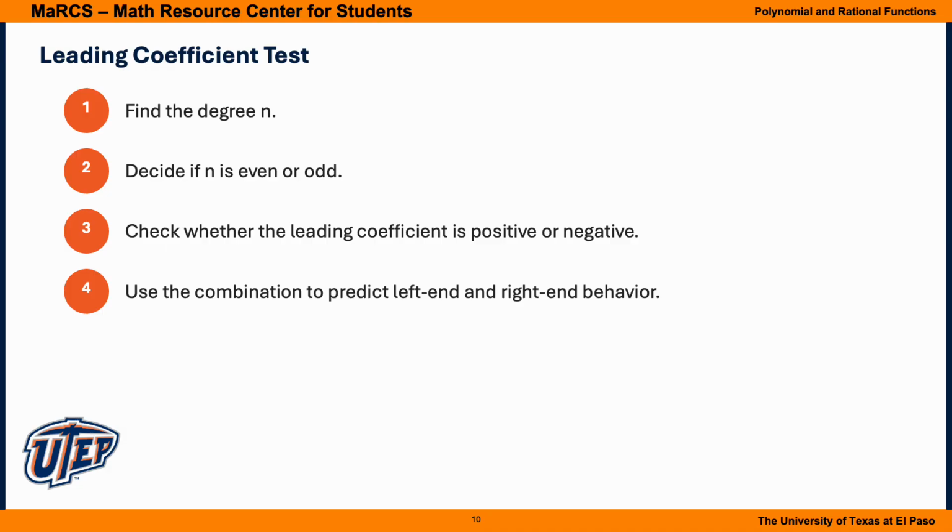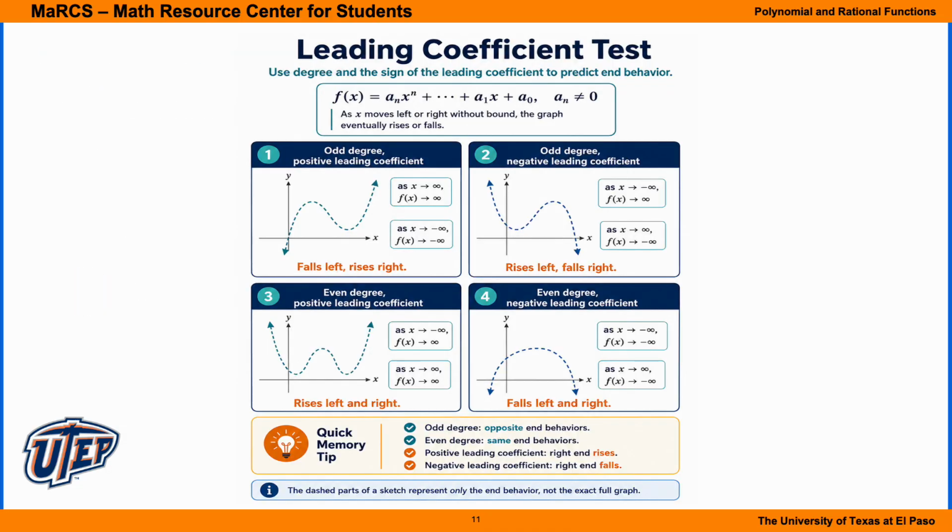First, we will find the degree, n. We will decide if n is even or odd. Then we will check whether the leading coefficient is positive or negative. Then we use the combination to predict left end and right end behavior. Here are the 4 possibilities of the leading coefficient test.